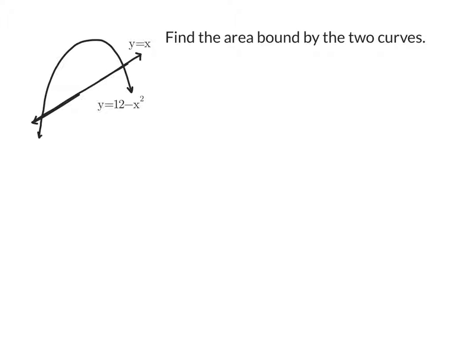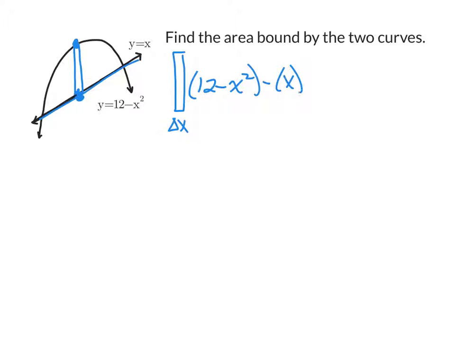If we want to find the area bound by the two curves of y equals x and y equals 12 minus x squared, we should first draw in a representative rectangle. That should be real helpful in helping us to determine what our integral is. My representative rectangle will have a base of delta x, and the height is going to be the top equation minus the bottom equation. And since the top equation is a parabola, then that value is going to be the 12 minus x squared. The bottom equation is the line y equals x, so I'm going to subtract off x.